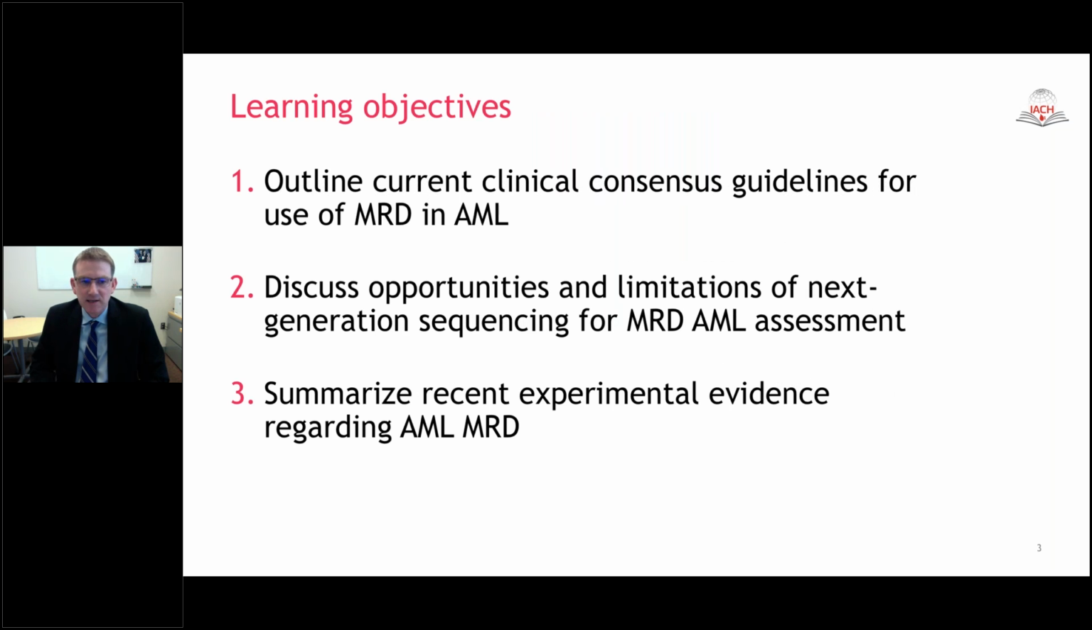So the objective today, as I said, is just going to be 30 minutes of high-yield, clinically applicable factors for MRD and AML. Firstly, I wanted to outline the current clinical consensus guidelines for the use of MRD in AML. Secondly, discuss some opportunities and limitations afforded by next-generation sequencing, which many of you will be familiar with. And then summarize some recent experimental evidence regarding AML MRD that we presented just in June at EHA.